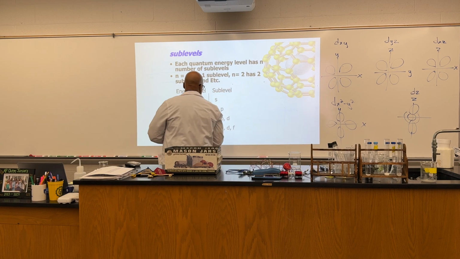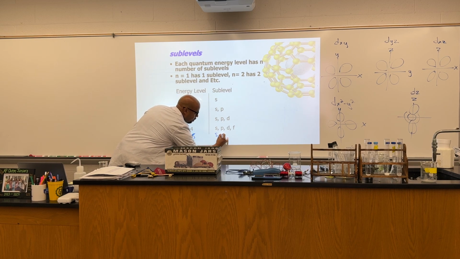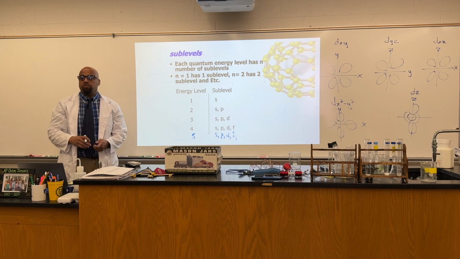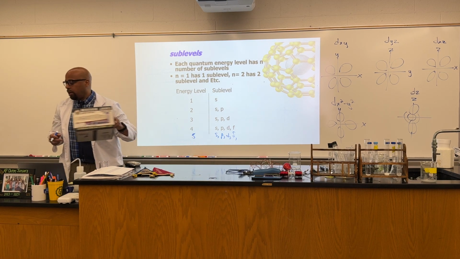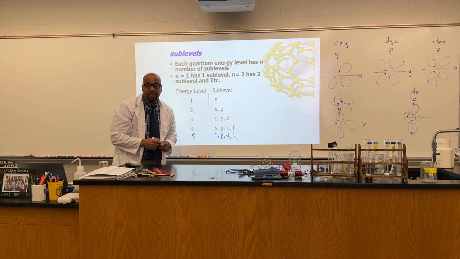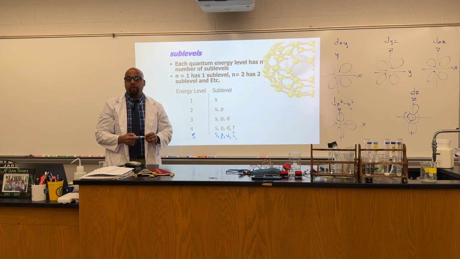And then once you go to the fifth energy level, it's going to be S, P, D, F. And that's all it has. We're just going to stop at S, P, D, F, because we said there's really only 4. Technically speaking, don't write this down. There is a theoretical G orbital as well.